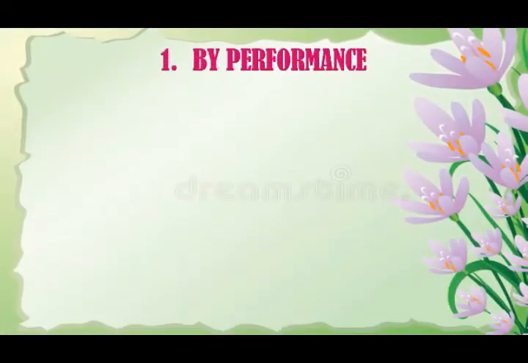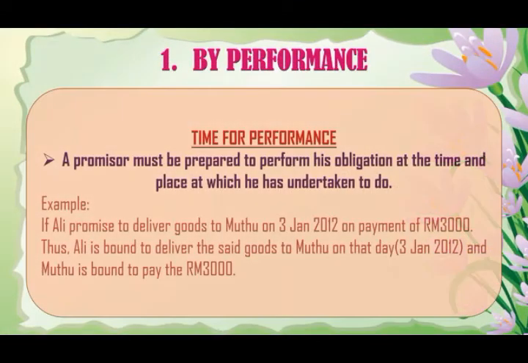Discharge of contract by performance. There are four types. The number one is time for performance. A promisor must be prepared to perform his obligations at the time and place at which he has undertaken to do.